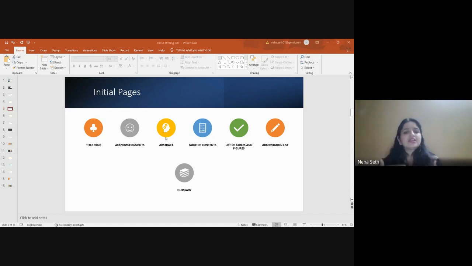So that abstract should be drafted in such a manner that it creates interest in the mind of the reader, and they should be eager to read the whole of your book, whole of your work. So they should easily agree to accept the work for evaluation as well. That is why this abstract is very important when we are writing the thesis.